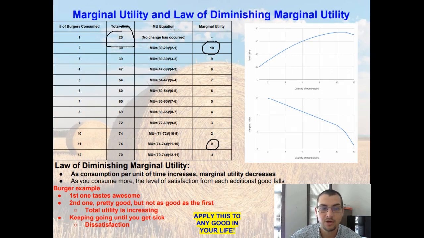So this law of diminishing marginal utility can be applied to any good or service or just about anything in your life. And basically what it states is, as consumption per unit of time increases, marginal utility decreases. As you consume more, the additional satisfaction you get off of each additional good will fall.